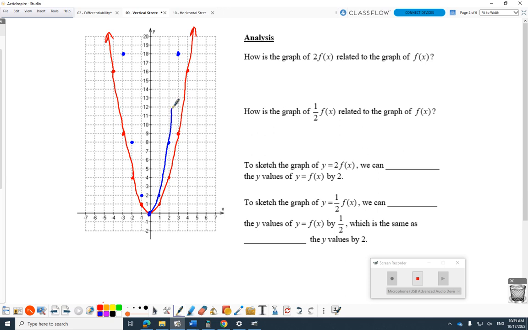See how I do? Can I make this pretty smooth looking? Yeah, I did okay. Did I do okay on that one? Oh, I got a little too confident there, but you get the idea.